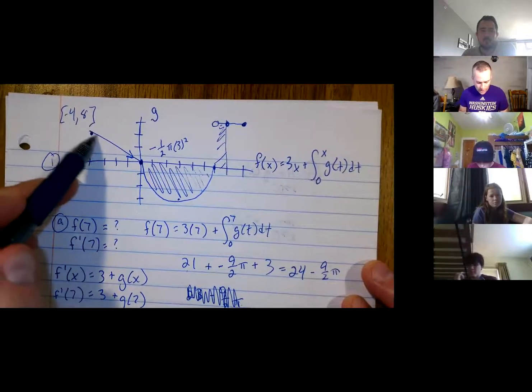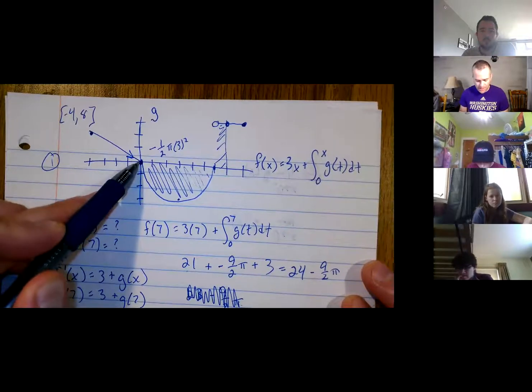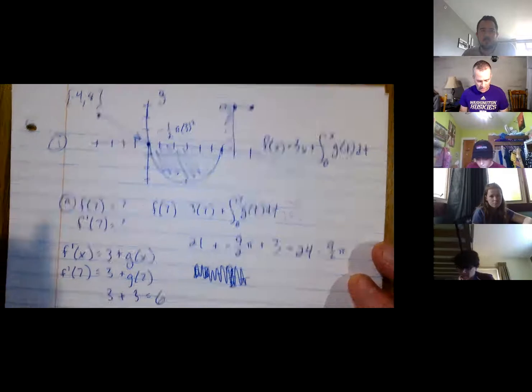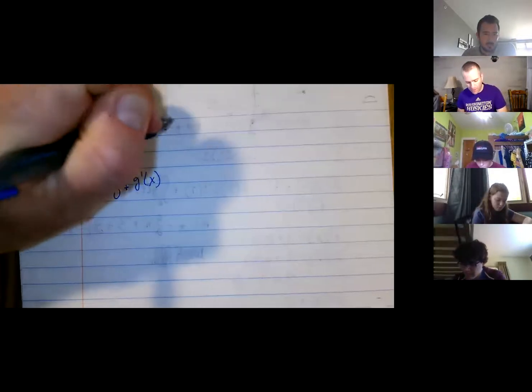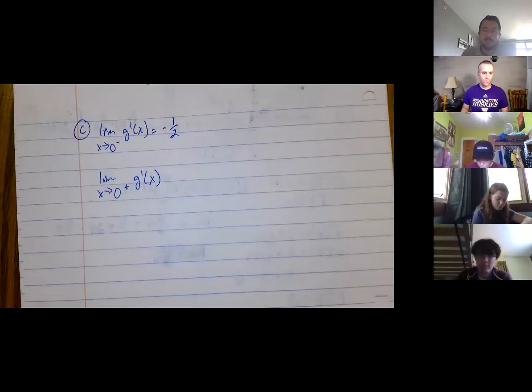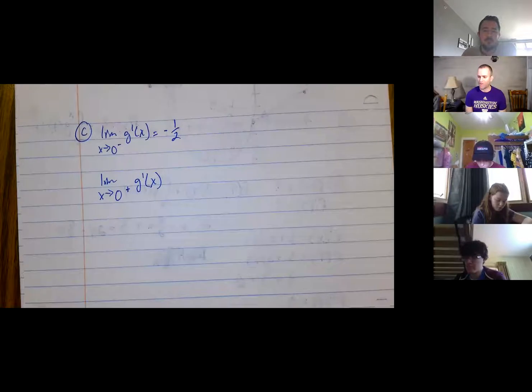Well, this is a line. So the slope of the tangent is the same at every point along this line approaching 0. And so what's the slope of this line? The slope of that line is -1/2. And so that's it for the limit as x approaches 0 from the left of g prime: -1/2. No work to show, and it is just 1 point if you have that, and no points if you don't.